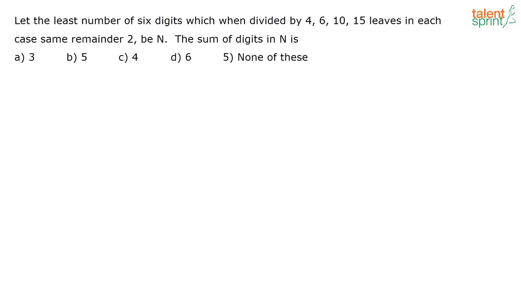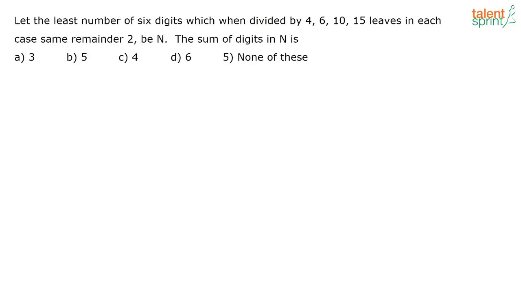Let the least number of 6 digits which when divided by 4, 6, 10 and 15 leaves in each case the same remainder 2 be n. Then the sum of digits in n is dash. See, you have to find out the least 6 digit number which when divided by these numbers will leave a remainder of 2. So how do you solve it?